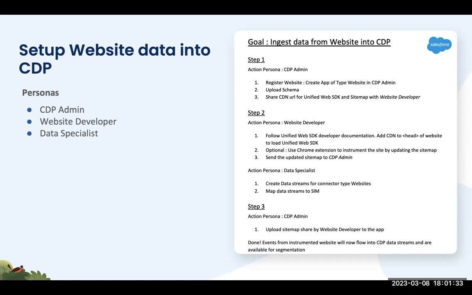The next persona is the data specialist. What the data specialist does is, once he gets the schema, he can create the data stream, connect the website, and then map the data stream to our data model.